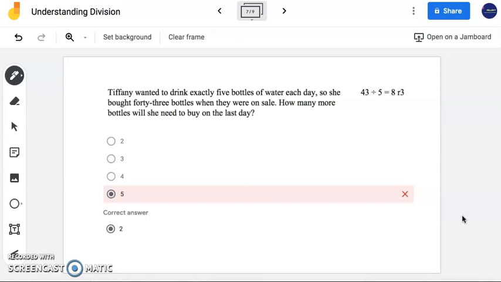Now again, Tiffany wanted to drink exactly 5 bottles of water each day. So she bought 43 bottles, so 43 divided by 5. Now, how many more bottles will she need to buy on that last day? So that remainder of 3 is saying that she has 3 left over, but they want to figure out how many more bottles she will need. Well, how much more until she gets to that 5 bottle mark? So therefore, we need 2 more bottles. She has 3, but she still needs 2 more to get to the full 5 bottles, which is why my answer here is 2.